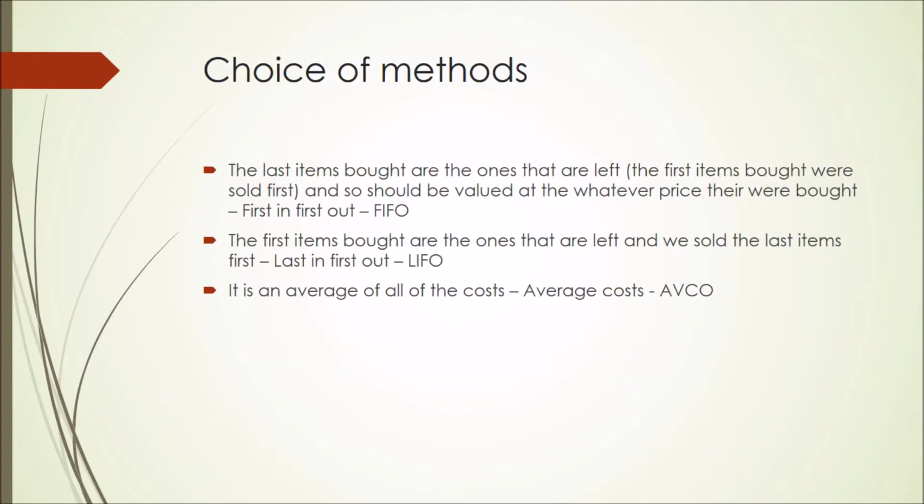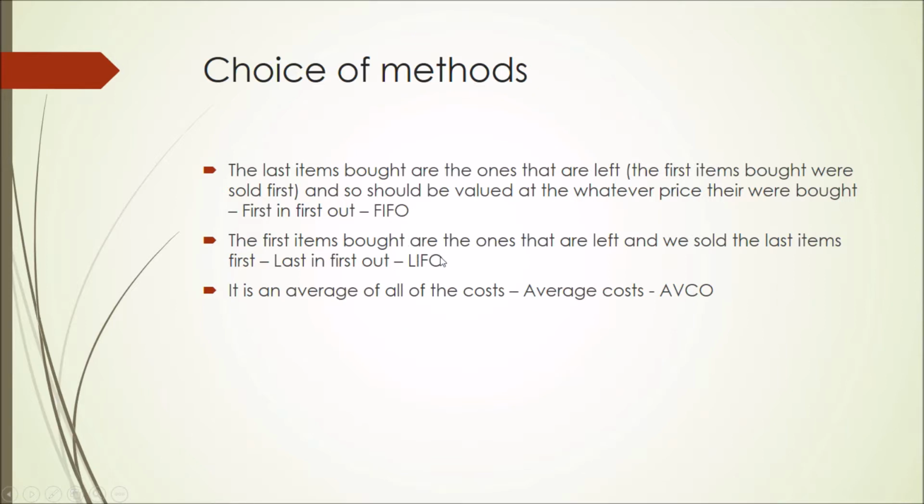So what are the values that we're going to apply? We've got a choice of methods here. You're going to have 3 methods. Method number 1 is that the last ones bought are the ones that are left. So we've been buying these things along the way, let's say in lots of 100, and at the end of it we've got 200 left. It'll be the last 200 that we bought that are the ones left, and that would be what they'd be valued at, and that would be known as FIFO, first in, first out. The last ones that you bought are left.